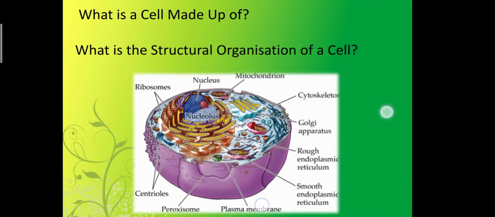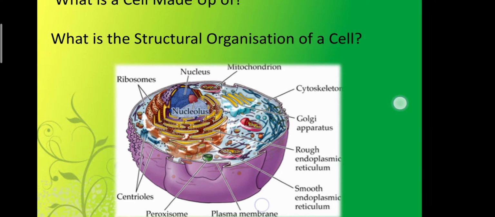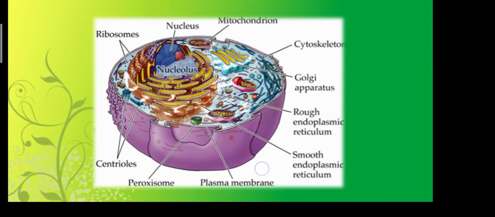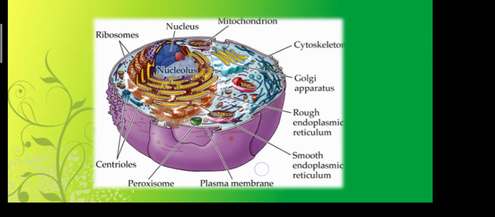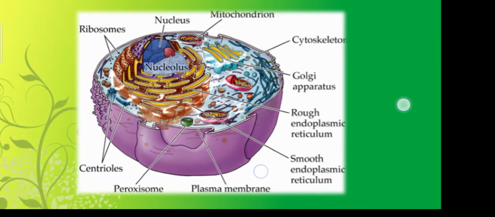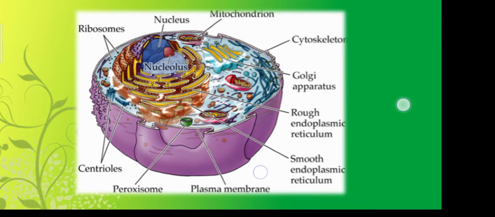Now, what is a cell made up of? What is the structural organization of the cell? A cell is made up of different parts and cell organelles. All these different cell organelles and parts have their own functions which they perform ritually.